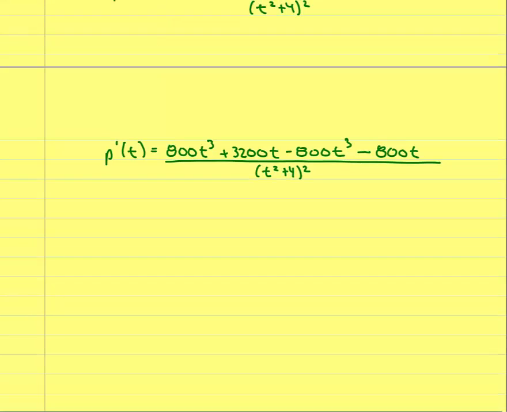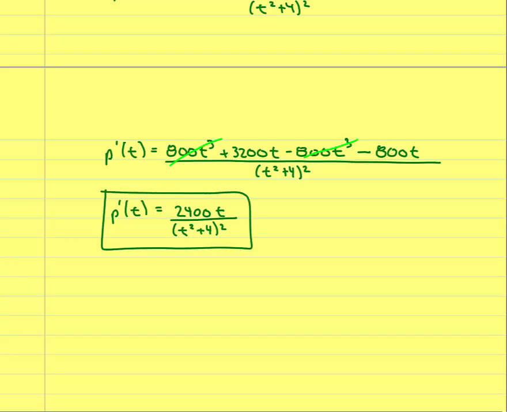So I think there's some things we can do here to simplify. Oh my goodness, they canceled out completely. So it looks like I have 800t cubed minus 800t cubed cancel. So I have p prime of t equals 3200 minus 800 is 2400t all over t squared plus 4 quantity squared. So this is not my answer, but this is my derivative. Okay, this is my rate of change. So this is the number of cells per hour.